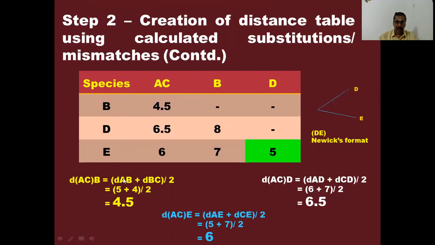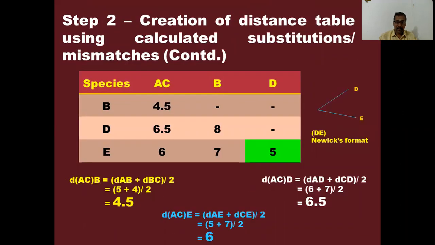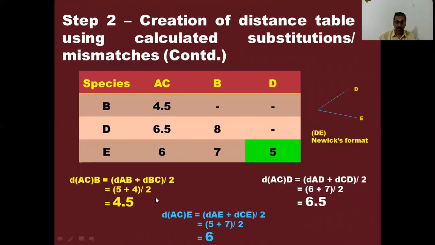So how to calculate the distance between AC and B? The distance between AB and the distance between BC should be summated. It should be divided equally. So what is the distance between AB? Already we have given. It is 5. The distance between BC is 4. So 5 plus 4, 9 by 2, 4.5. So the distance between AC and B is 4.5. So like this, you calculate the distance between D and the distance between E. So AC and D, AC and E should be calculated.